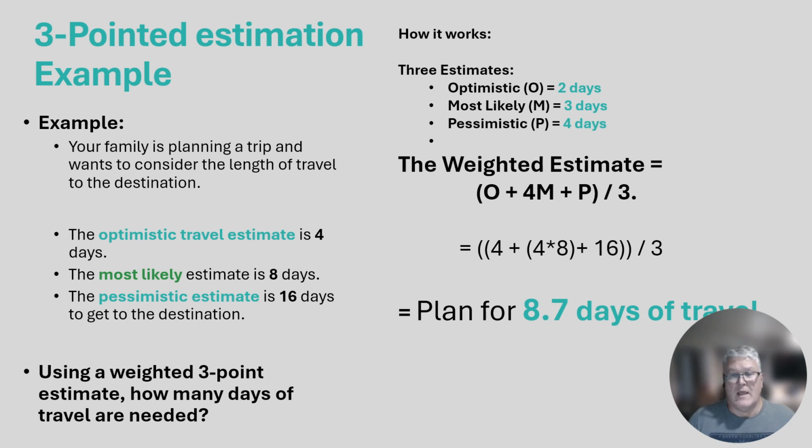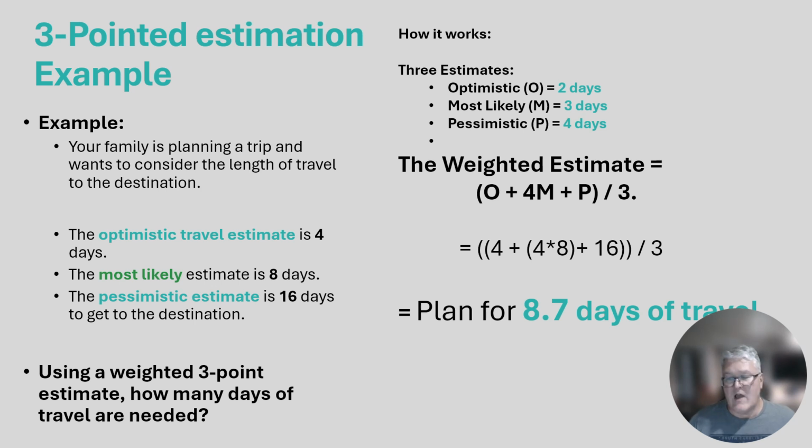Here's an example, and this one is for time. So your family's planning a trip and wants to consider the length of travel to your destination. Optimistically, you think it'll take 4 days. Most likely it's going to take 8 days. Maybe you got to stop, you got to go to the bathroom, you got to eat, things like that. So your 4 days might be if we drove straight through. And then in the worst case scenario, something happens, we're considering doubling that, and so we go with 16.